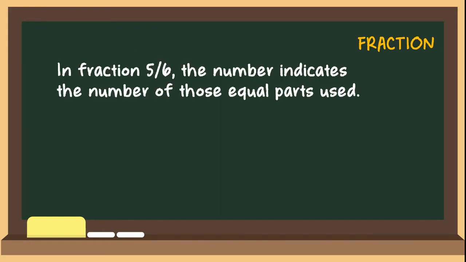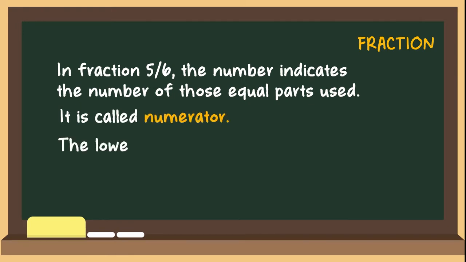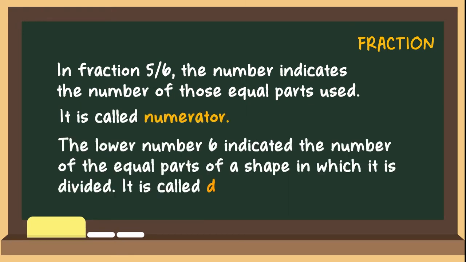In fraction 5/6, the upper number 5 indicates the number of those equal parts used. It is called the numerator. The lower number 6 indicates the number of equal parts of a shape into which it is divided. It is called the denominator.